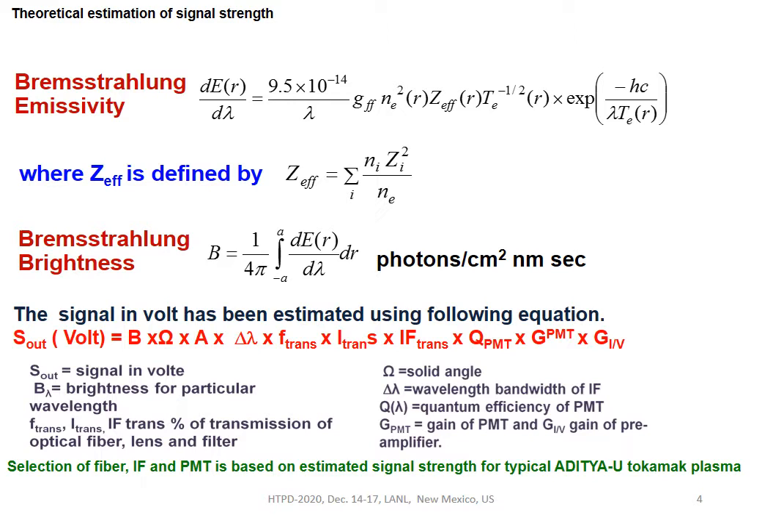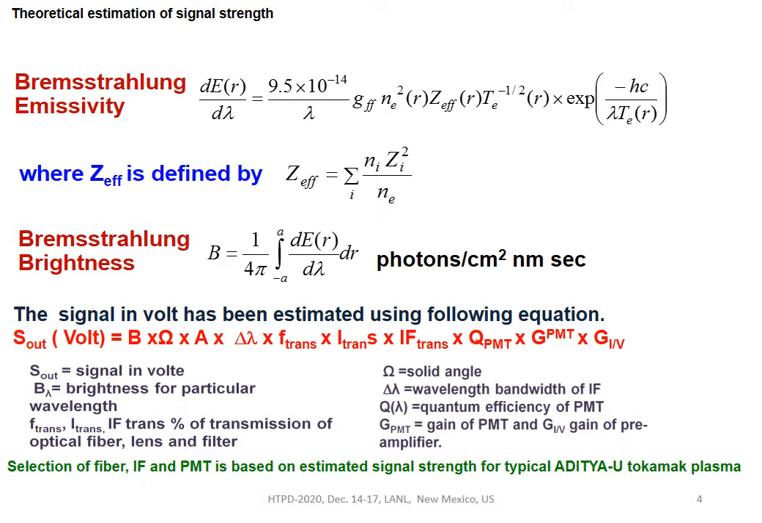Theoretically, the estimation of signal strength. The formula shows the Bremsstrahlung emissivity, and this emissivity depends upon Ne, Z effective and the electron temperature of the plasma. Here Z effective is defined as Ni Zi square by Ne, which could be calculated if we know the Bremsstrahlung emissivity. So, knowing the temperature and the Ne, the signal is estimated.